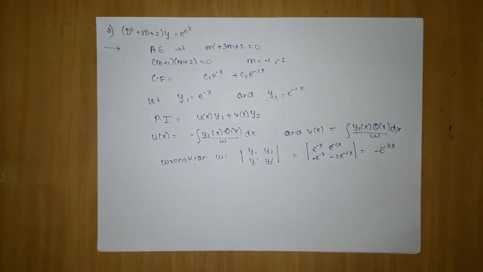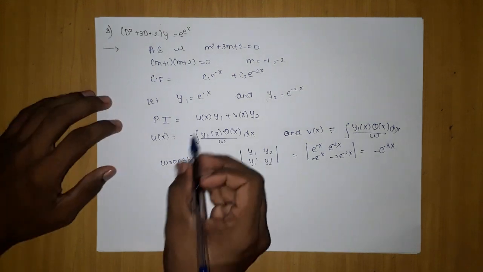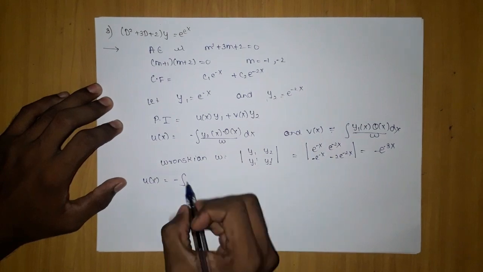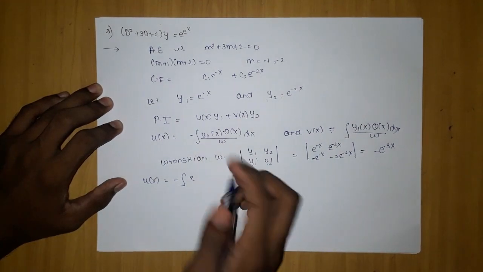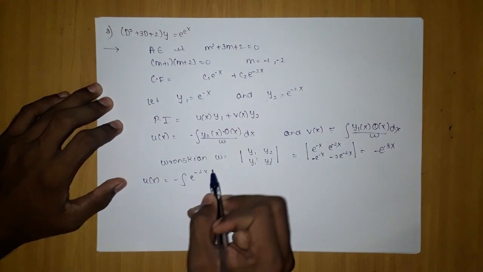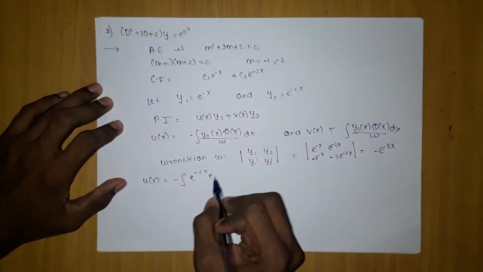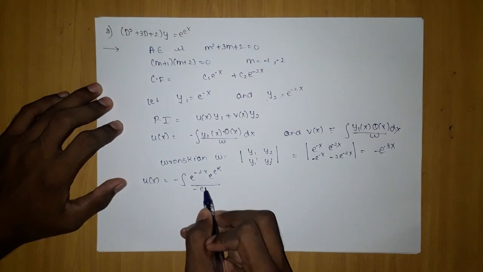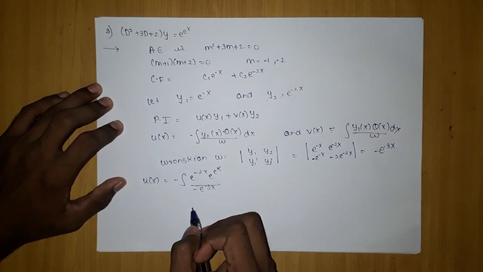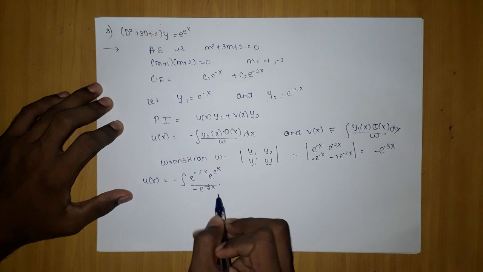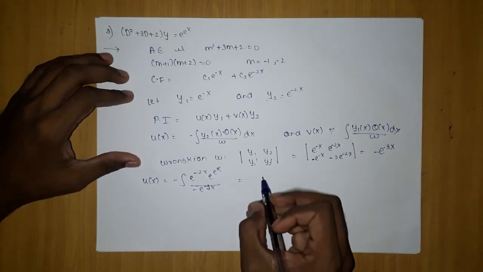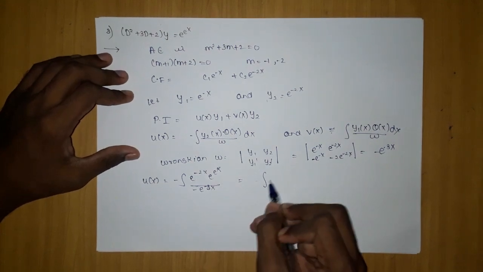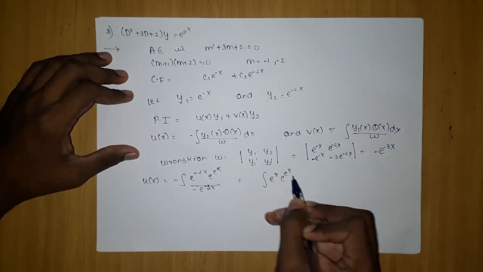After this, we are going to focus on getting u of x. So u of x will be given by minus the integral of y2, which is e to the power minus 2x, q of x is e to the power x, and here W is minus e to the power minus 3x. Do you agree with this? Right? So what are we getting? The minus will cancel out, and we will be left with the integral of e to the power x, e to the power x into dx.